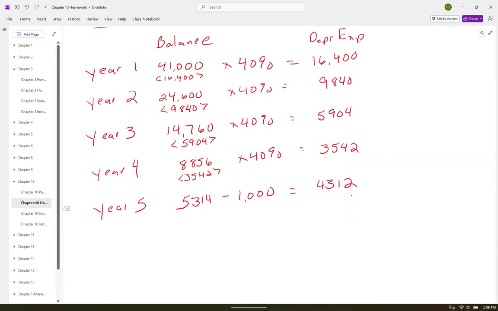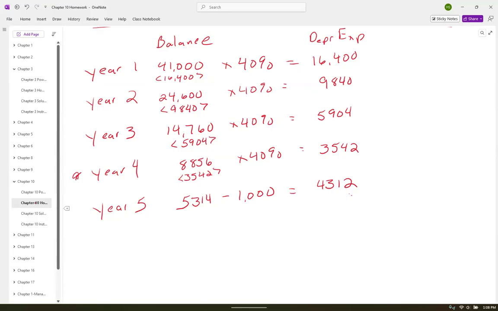Just read the problem. We were probably supposed to keep going on that. I know it's a 5-year asset, but it just depends on how much the salvage value is. So let's just say, for example, if the salvage value had been 10,000, we probably would have stopped right there in year four or probably year three because we would have depreciated it too much if we continued the 40%.